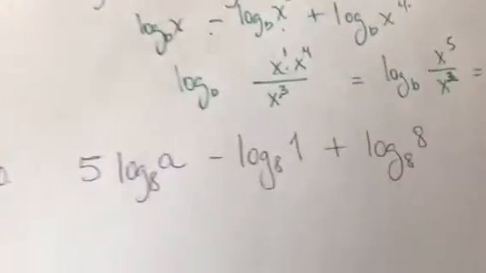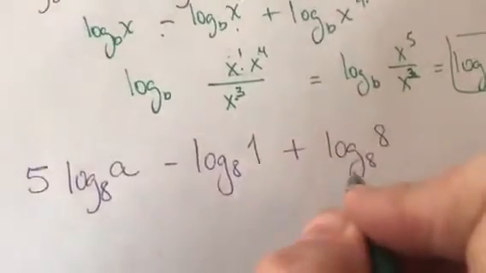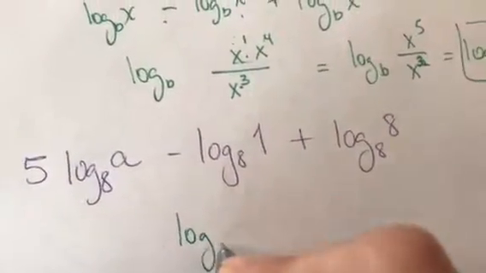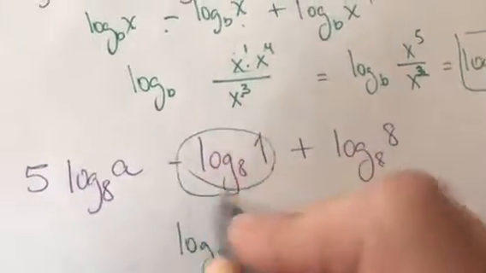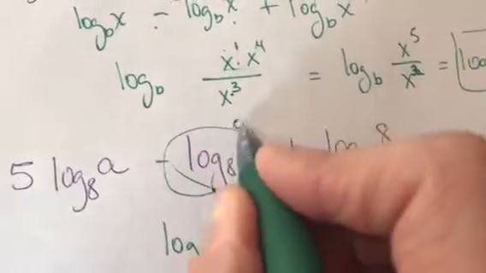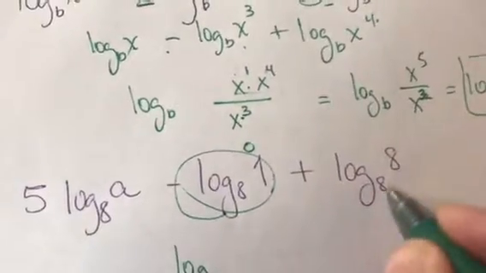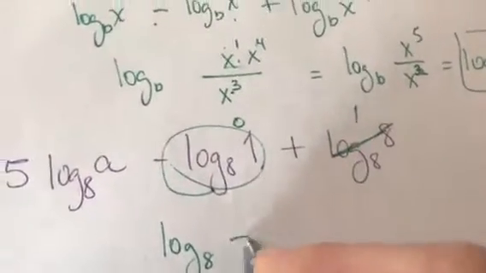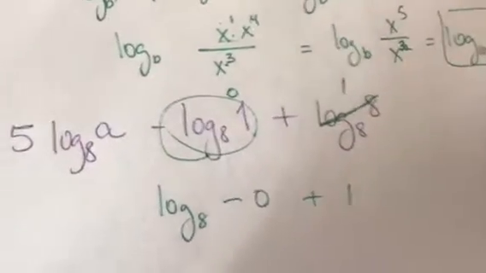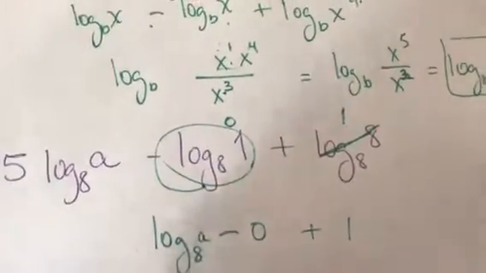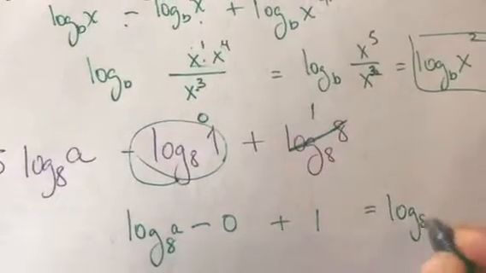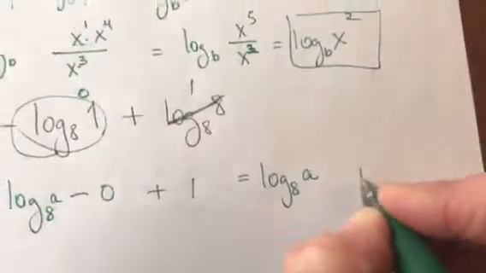Okay, this one, look ahead. Hopefully, when you got started, you thought, oh, they all have log base 8. But do you remember that the log of 1 is always 0, and when the base and the argument are the same, it's always 1? So what I have here is minus 0 plus 1. Oops, I forgot the little a in there. That's funny. So my final answer should honestly just be log base 8 of a plus 1.